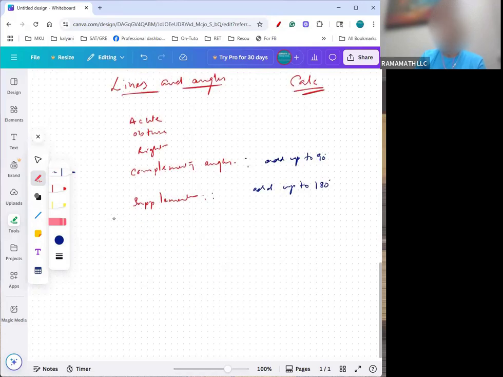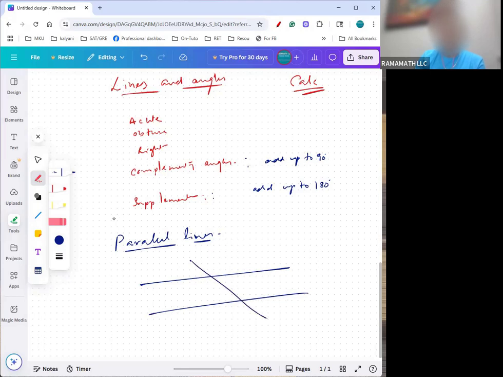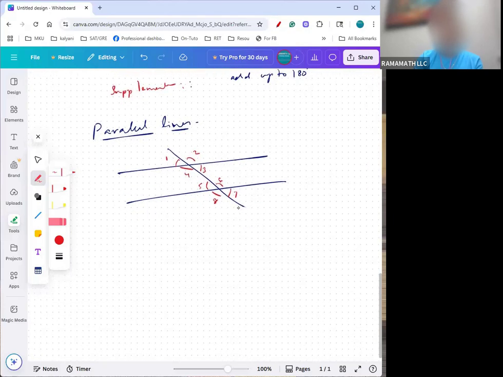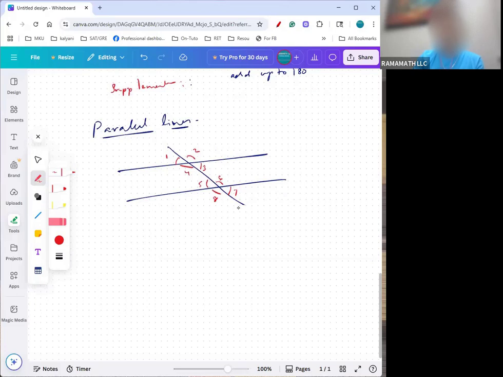Next one is parallel lines. You guys already know this. If I have two lines and I draw a transversal, and I put numbers on this: 1, 2, 3, 4, 5, 6, 7, and 8. A couple of things you need to know are the properties of these angles. I'm going to ask one of you: angles 1 and 3, 2 and 4, 5 and 7, 6 and 8.